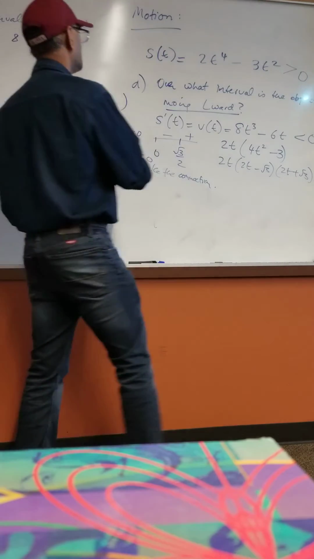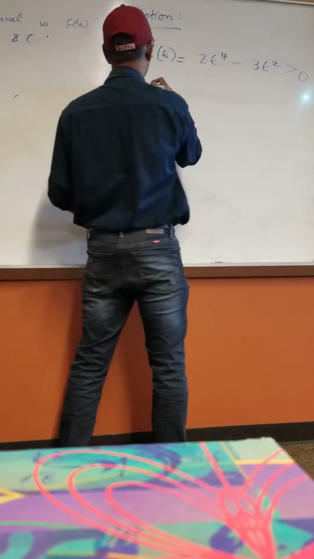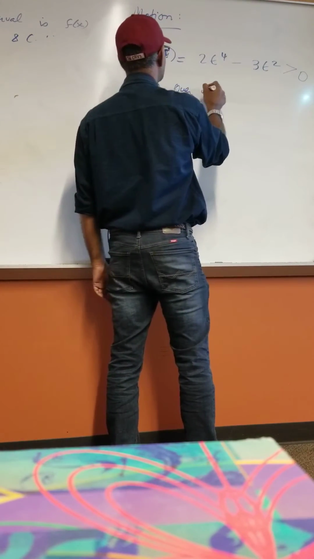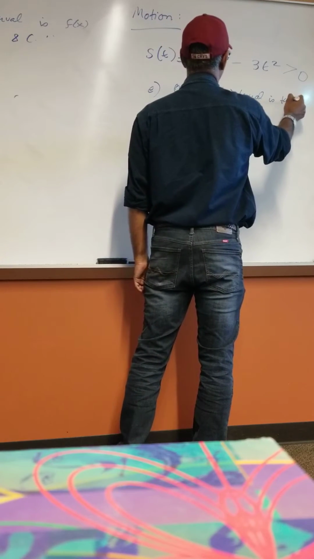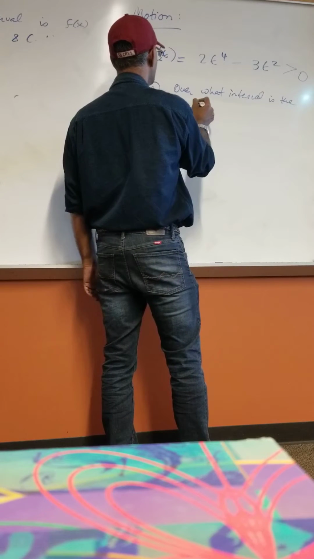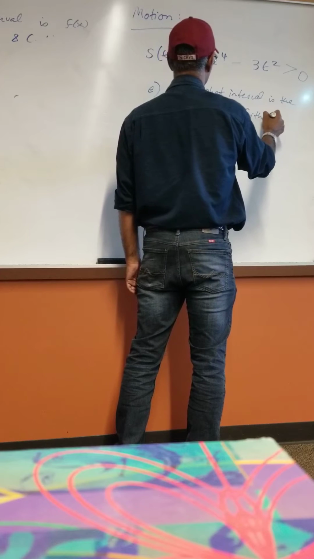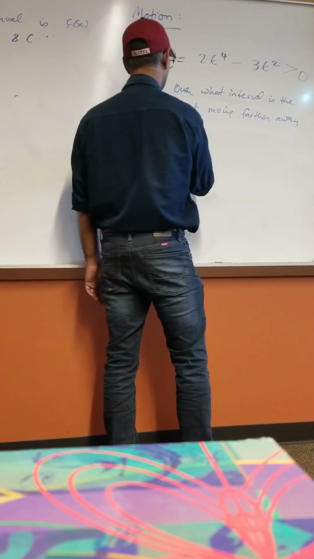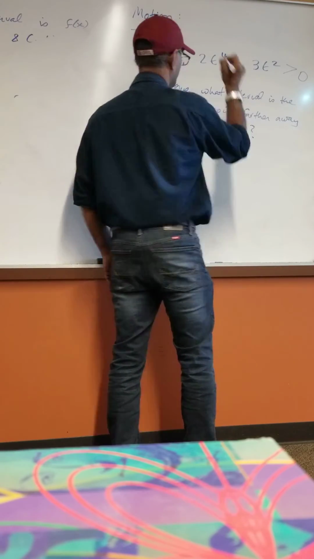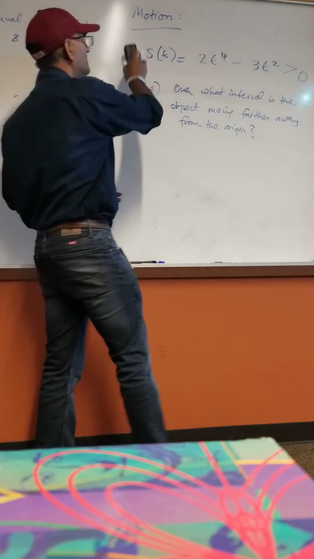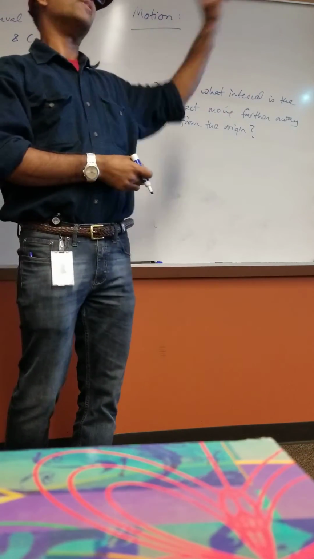Okay, last problem of the day. Write down E, please. It says, over what interval is the object moving farther away from the origin? Nobody speaks. Try not to look at your notes. Try to recall the concept. You're moving farther away from the origin.